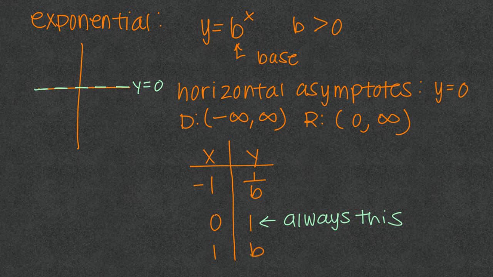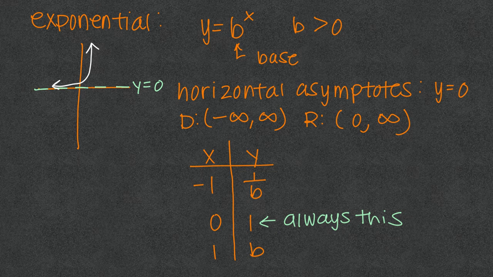And so our graph would look something like -1, 1 over b, 0, 1. It would look something like this, and it would never cross that horizontal asymptote.